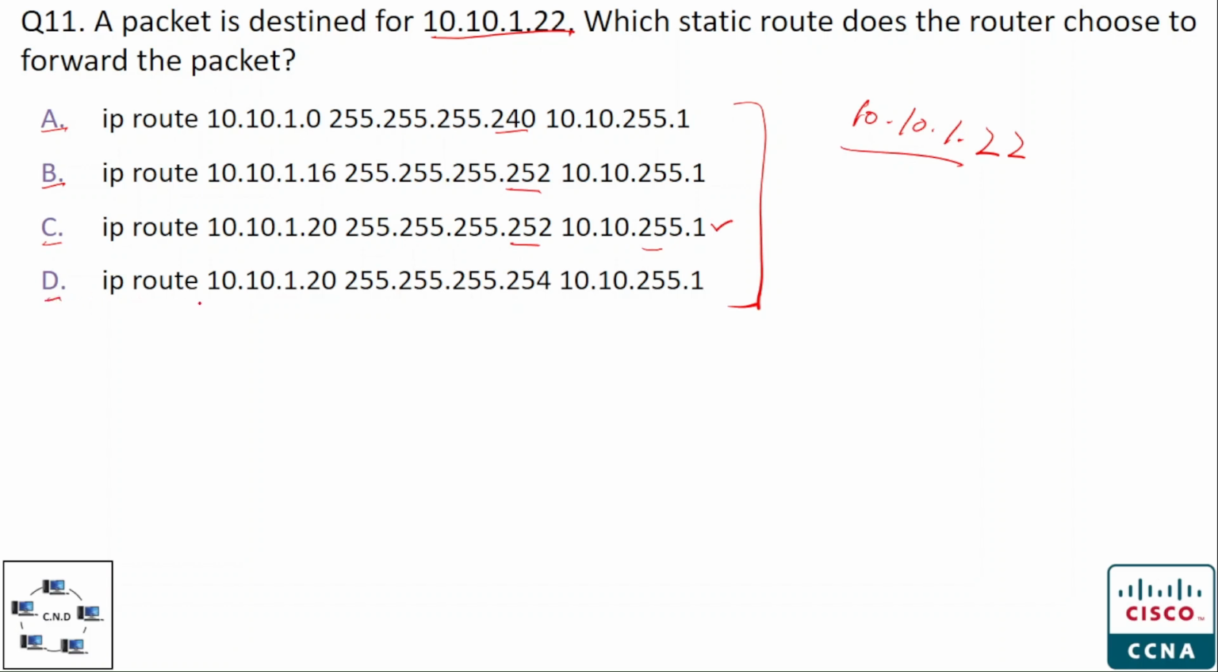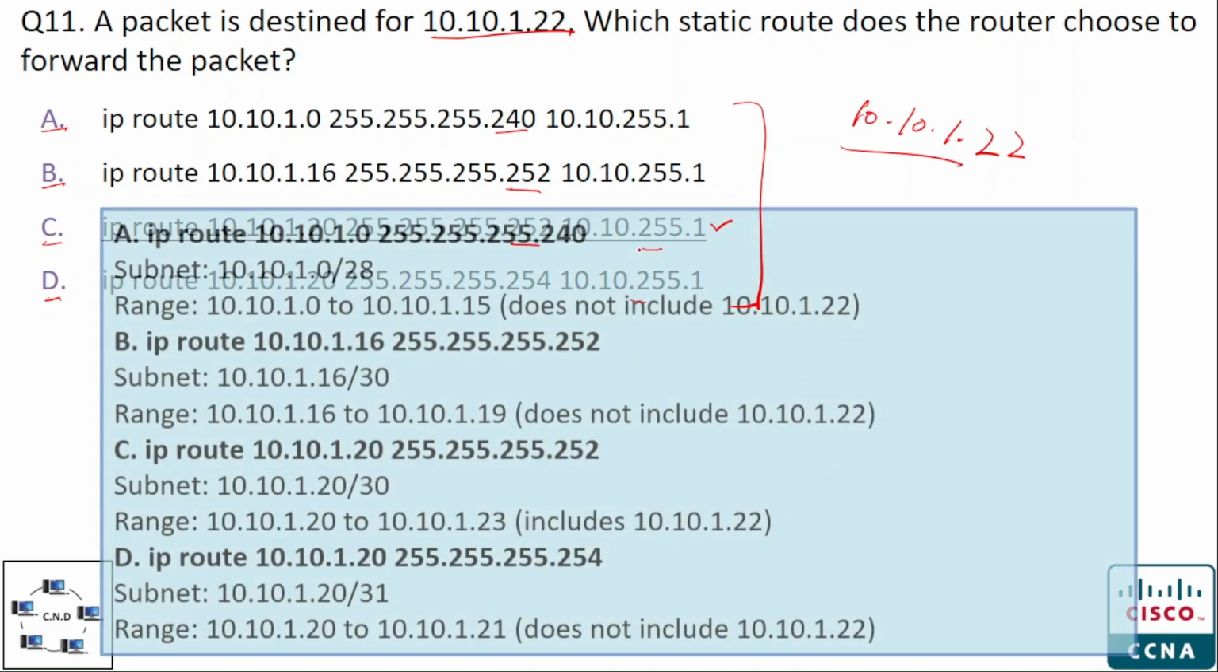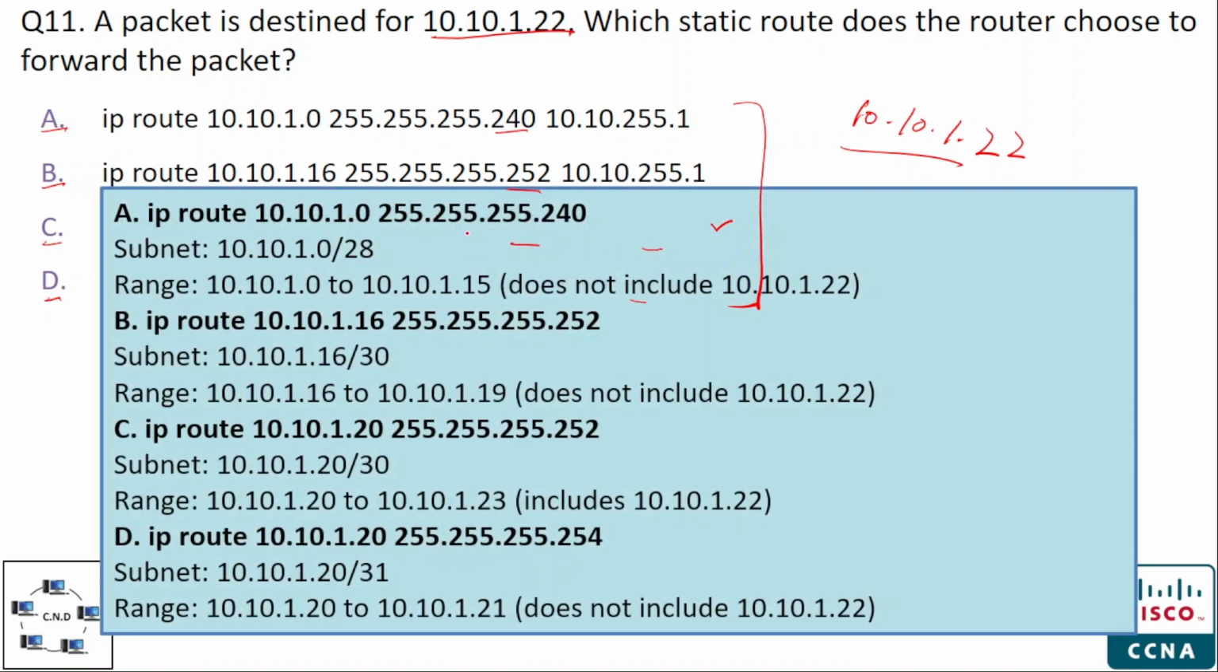In option D, we have the IP route 10.10.1.20 and the subnet mask is 255.255.255.252, and its next hop is 10.10.255.1. And the correct answer is option C, IP route 10.10.1.20 255.255.255.252, and the next hop is 10.10.255.1. So why is this option selected? Let's break down each entry and you will understand the concept.